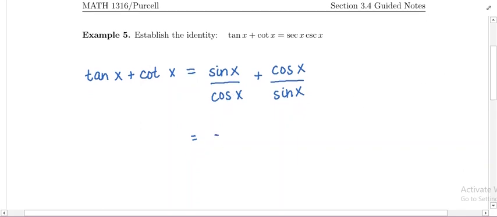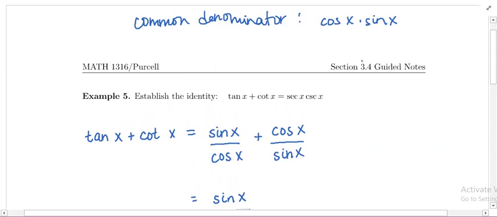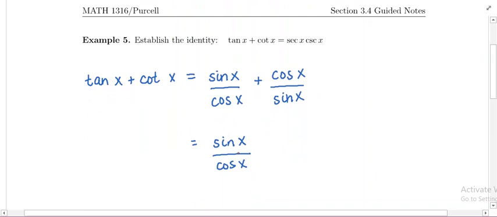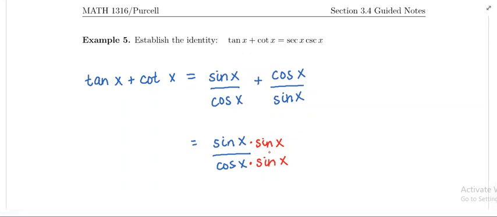I'm going to go ahead and write it down. And we want the denominator to be cosine of x times the sine of x. We've already got the cosine of x covered, so we need to multiply the bottom by the sine of x to get the desired denominator. But if we multiply the bottom by sine of x, we have to multiply the top by the sine of x. That way we are multiplying by the quantity sine of x over sine of x. That's equivalent to 1, so we're not changing the original fraction, which is sine of x over the cosine of x.